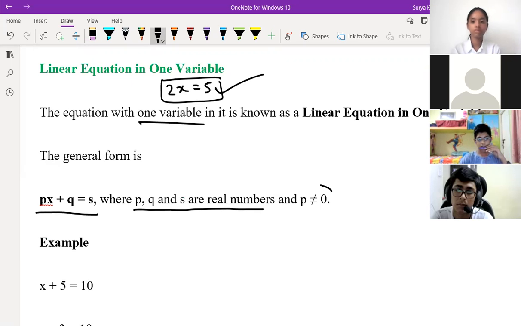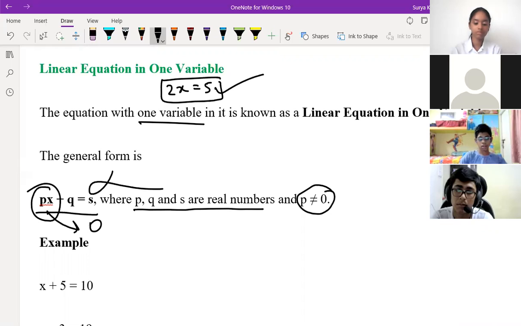where p should not be equal to 0. If p is equal to 0, what happens? This whole part becomes 0. So you can't get any equation, right? If p becomes 0, then px becomes what? 0 only. So what do you get? You get real numbers. So that is not a linear equation in one variable, right, children?